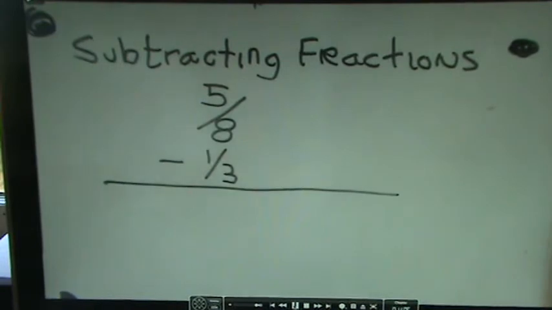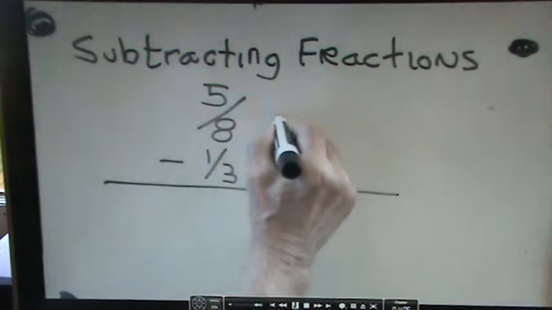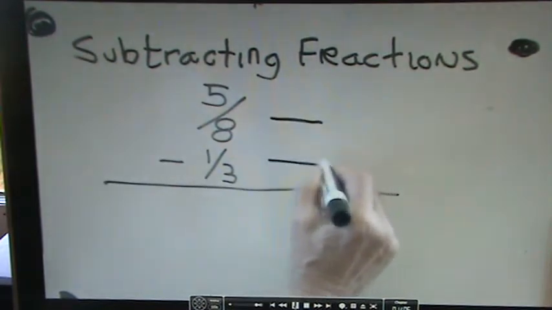Let's take a look at a problem like this. 5/8 minus 1/3. Well, now our denominators are not the same. Our denominators are not the same. So we're going to have to rename these fractions in a higher name.